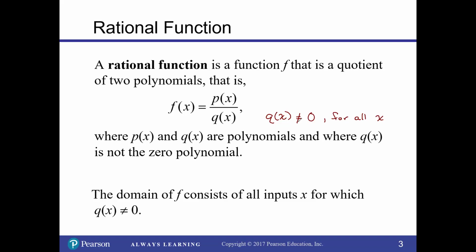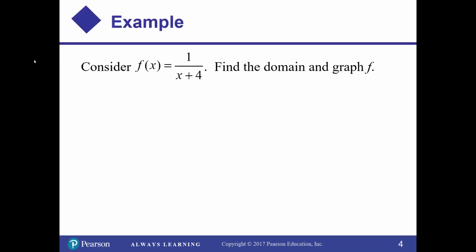So what we're going to do when we're finding domain, like we did towards the beginning of class when we were talking about domains and ranges, is look for the place where the denominator is 0 to remove those from the domain. So if we consider f(x) equals 1 over x plus 4, 1 is a polynomial, just 1. The denominator is also a polynomial, x plus 4, and we want to find the domain. So we look at where q, or our denominator, is equal to 0. That happens at -4.